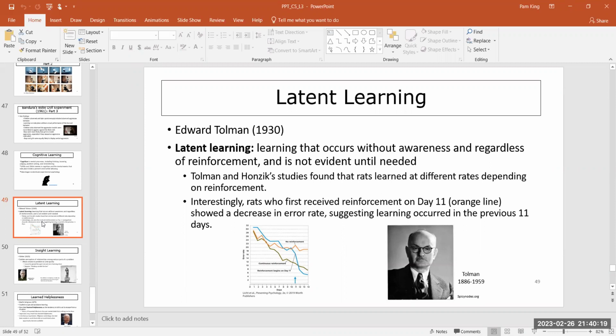So, the bottom line is that according to Tolman's latent learning, we can learn things just by hanging out. These things don't necessarily need to be reinforced. We pick up information, and we don't necessarily use it until we need it. And this is what he meant by latent learning.